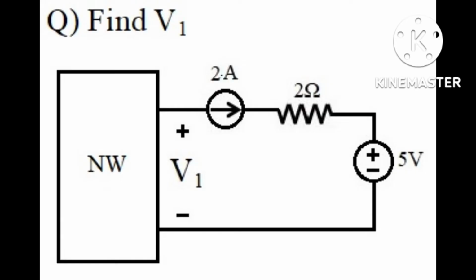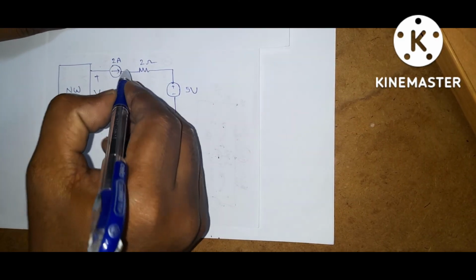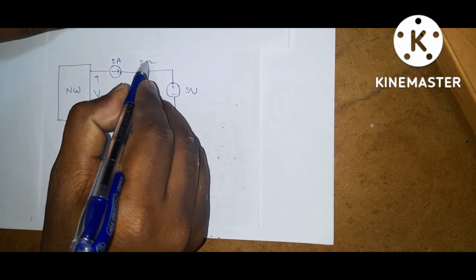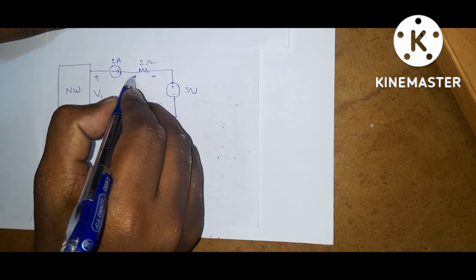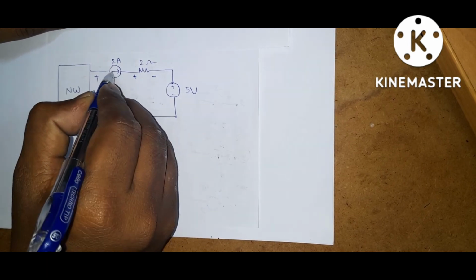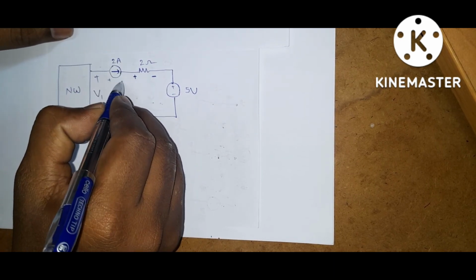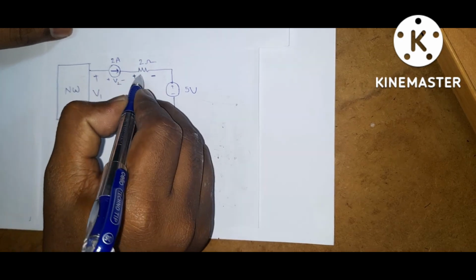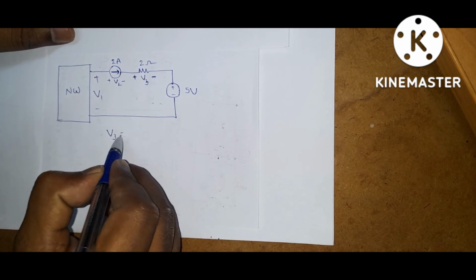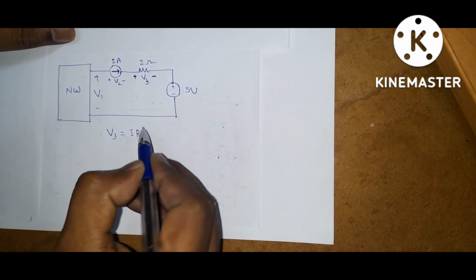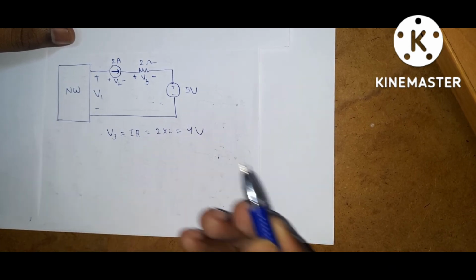Next question is to find V1. This is the given network. Here current enters the 2 ohm resistor, so the voltage drop across this 2 ohm is positive here and negative here. Let the voltage across the current source be V2 and the voltage across the 2 ohm resistor be V3. What is V3? V3 is equal to IR according to Ohm's law, current into resistance, 2 into 2, is equal to 4 volts.